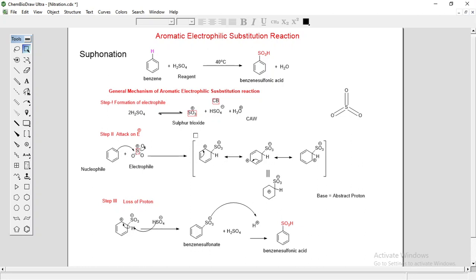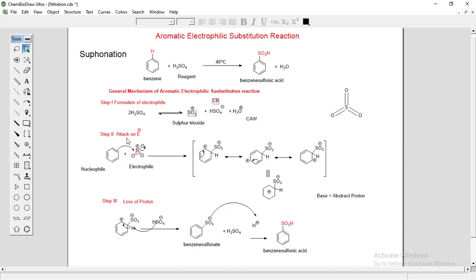So the mechanism of the sulfonation reaction. The first step is the formation of the electrophile. In concentrated sulfuric acid, the following equilibrium takes place: 2 H2SO4 breaks down into sulfur trioxide as the electrophile, HSO4 minus as the conjugate base, and H3O plus as the conjugate acid of water. So this is the first step, formation of the electrophile.